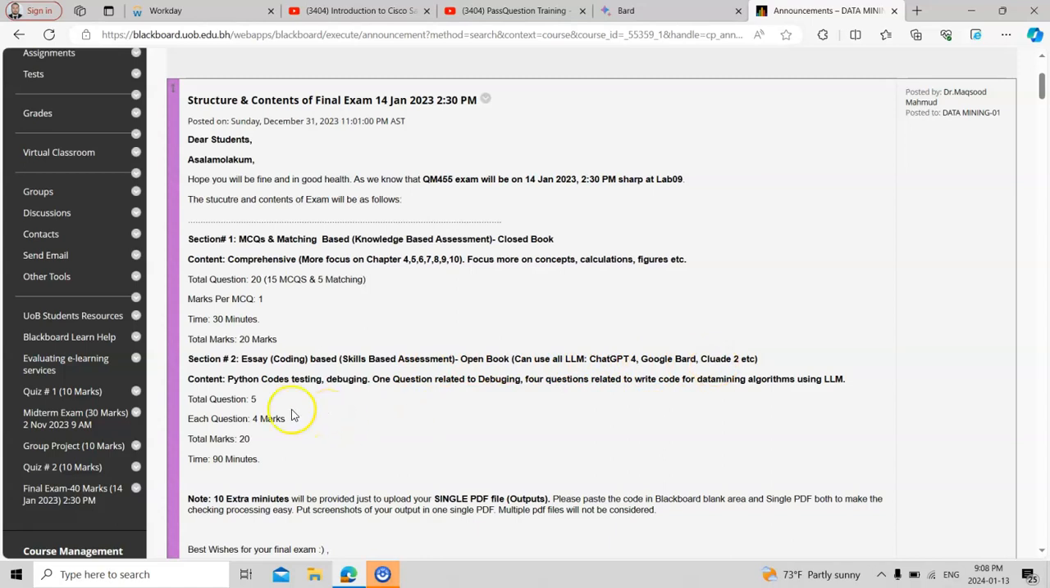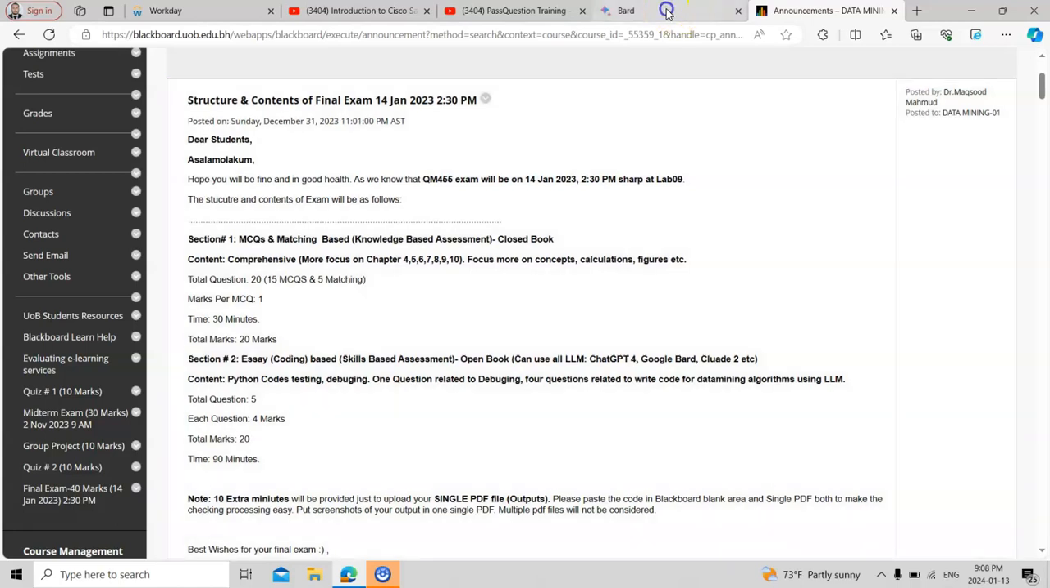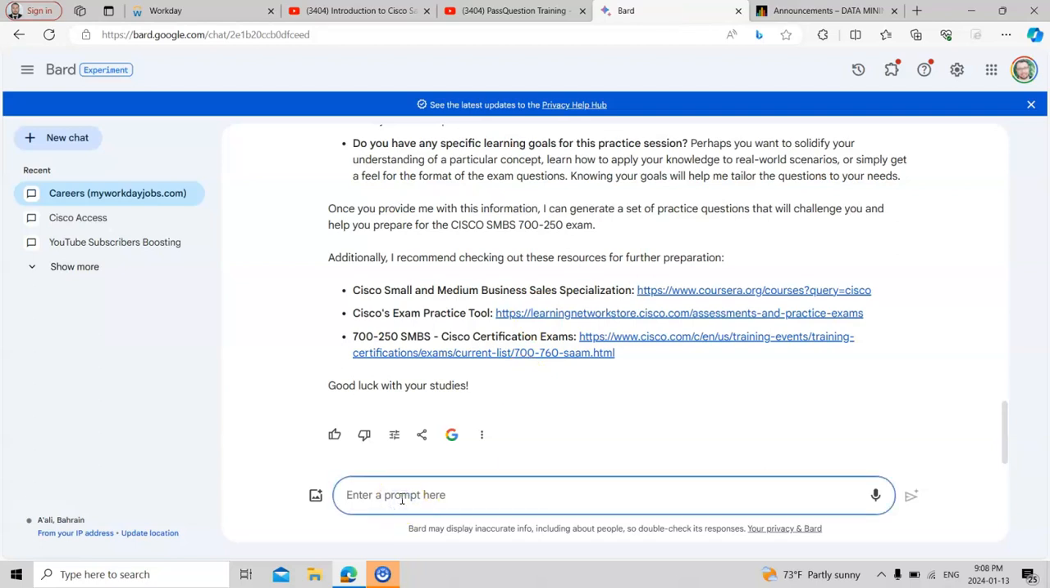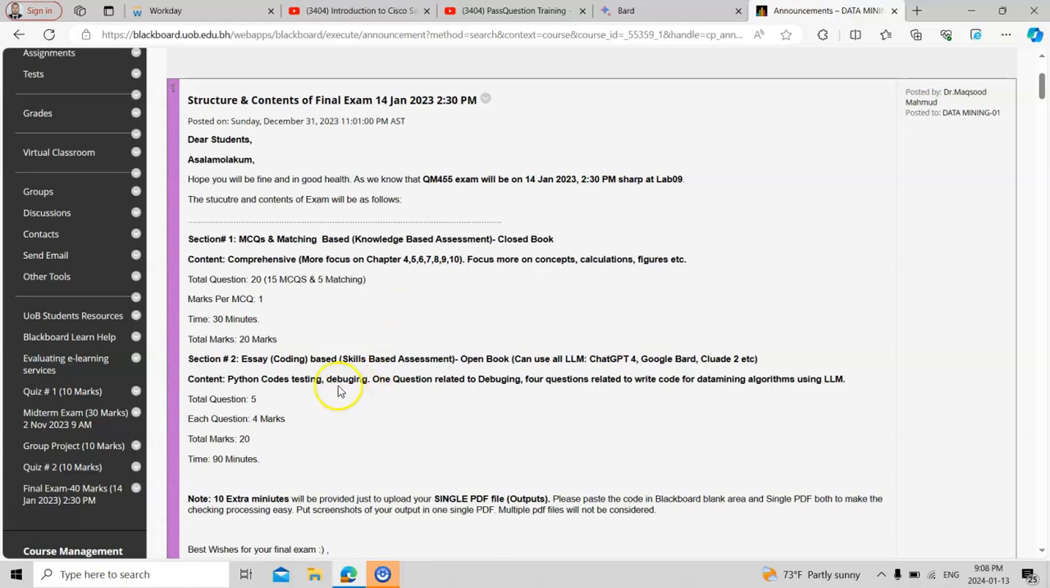It's open for you. One of the questions will be to test Python. I will give you some wrong code and you need to correct it. If you're good in coding, you can fix it by yourself, or there is an easy way: just put the wrong code here and it will correct it for you. So that is the one trick for you. And then debugging would be there. Questions related to debugging, and 4 questions related to writing code for data mining algorithms.